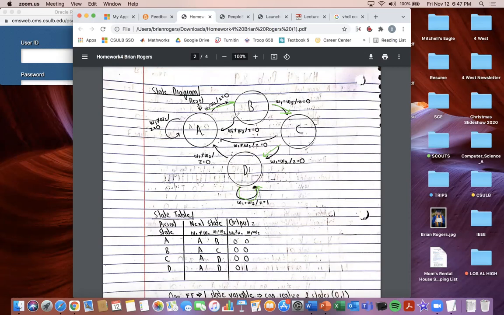However, if they're not equal, they all revert to state A. That's when you go to state A. And so when you hit reset, you also go to state A. So that's a big part of my diagram here.